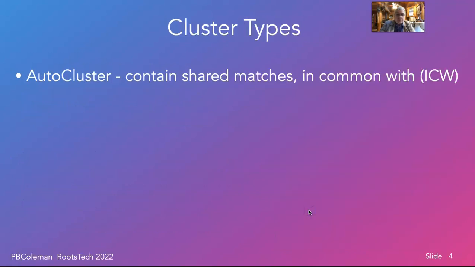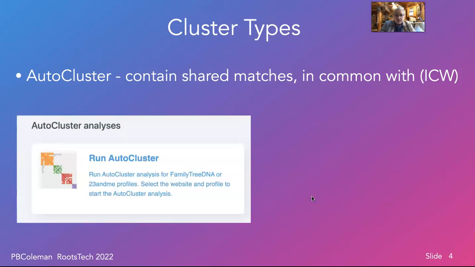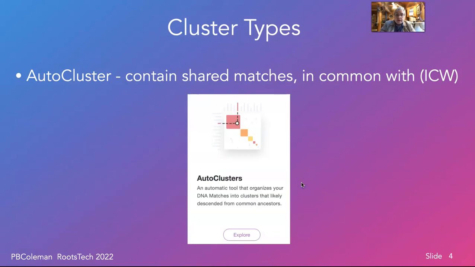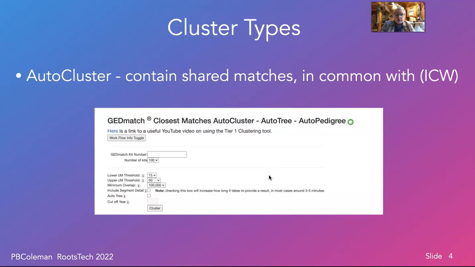The most common type of autocluster involves our shared matches, also called in common with matches. On Genetic Affairs, you can run an autocluster for your 23andMe data or your Family Tree DNA data. On MyHeritage, the autocluster software is found in the DNA tools, and it's based on the same software as used at Genetic Affairs. On GEDmatch, under the Tier 1 tools, you can find the same type of autocluster software as well as the AutoTree and AutoPedigree software found on Genetic Affairs.